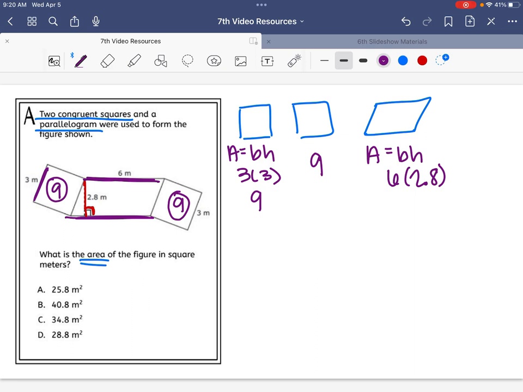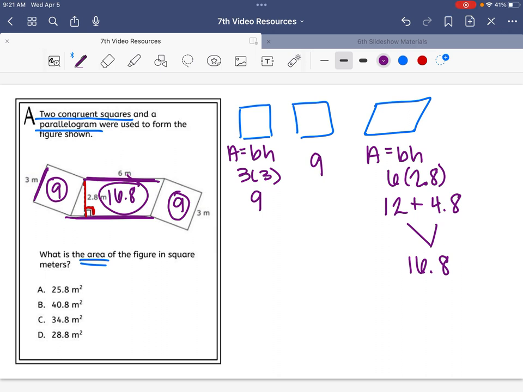6 times 2 8/10 is going to be 12 plus 4.8, because what I did is I decomposed 2.8. I multiplied 6 times 2, and then I multiplied 6 times 8/10. So then I will recompose them to get 16.8. So we have the area of the squares, 9 and 9. And then we have the area of the parallelogram, which is going to be 16.8.